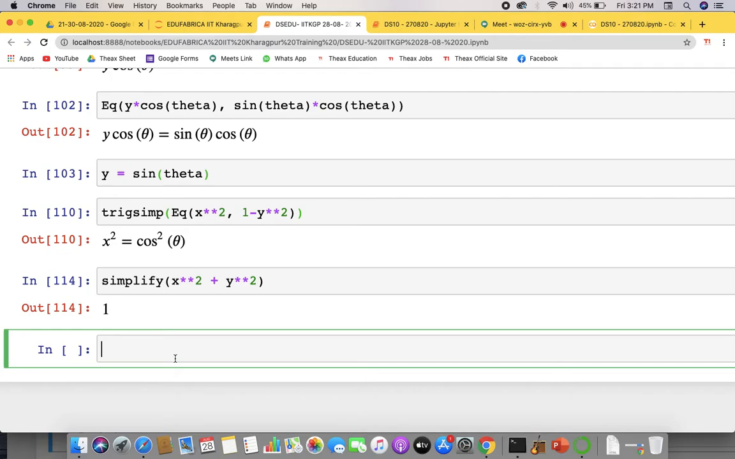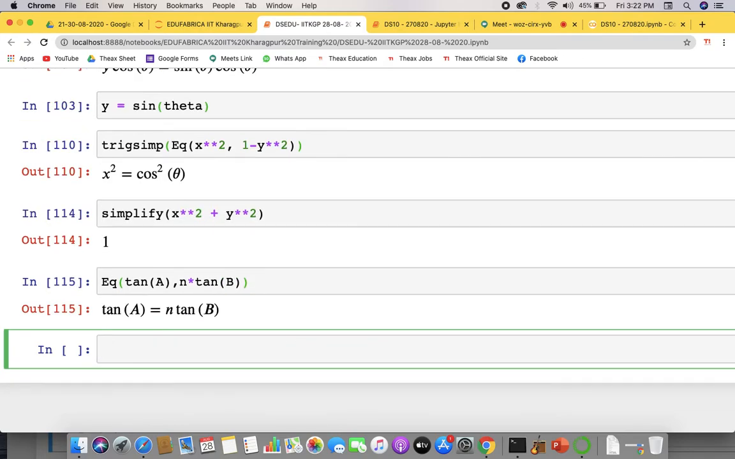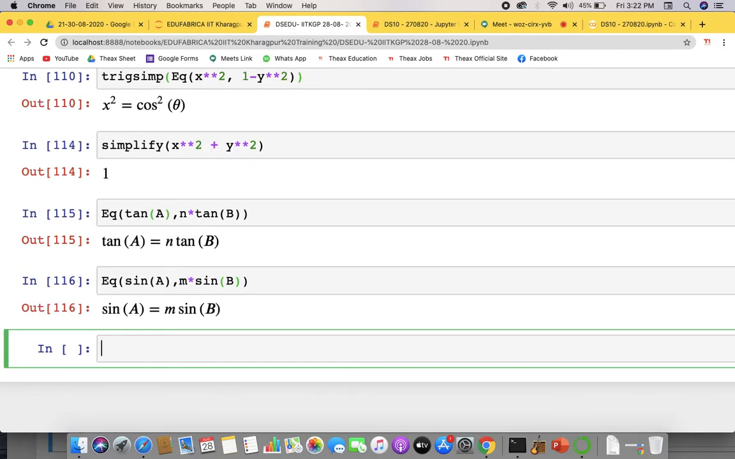So let's take another question, the last question for this practice. If tan A is equal to n tan B, this is the equation: tan A equals n tan B. Similarly, sin A equals m sin B. These two equations are given.